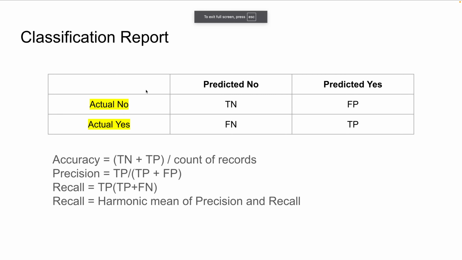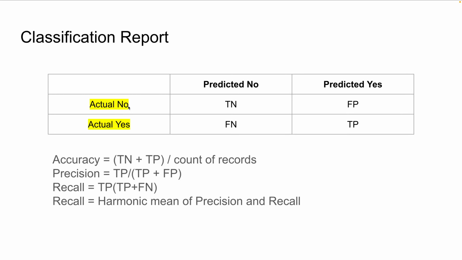You have to practice this chart. You have to remember this one. On this index, I have actual no, actual yes, and here the predicted no and predicted yes. TN represents true negative, TP represents true positive, FN represents false negative, and FP represents false positive. Let's see how this works. If the actual value is no and the predicted value is no, then it is called TN.